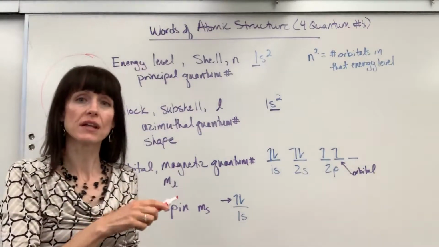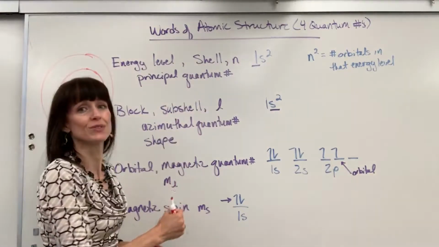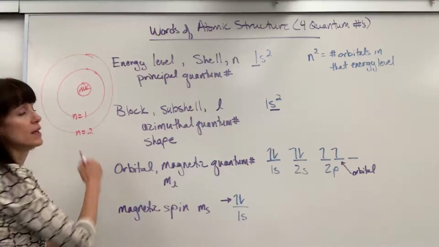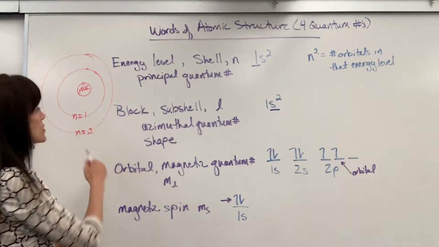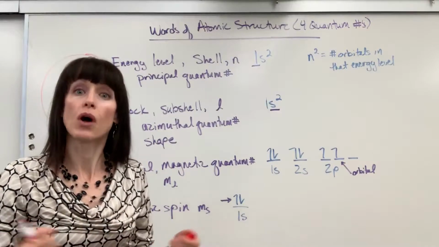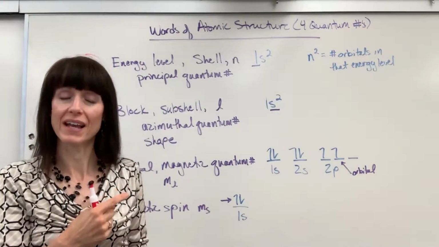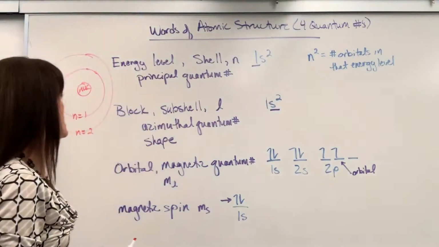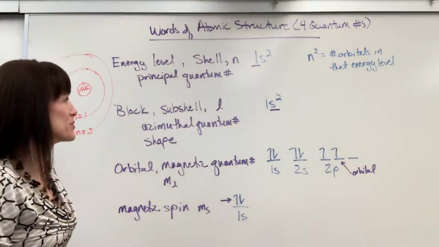Now, the energy levels are also called shells. So that's your shell 1, shell 2. The lower the energy level, the closer it is to the nucleus, the greater the Coulombic attraction between the electron, the negative, and the proton, the positive, in the nucleus.